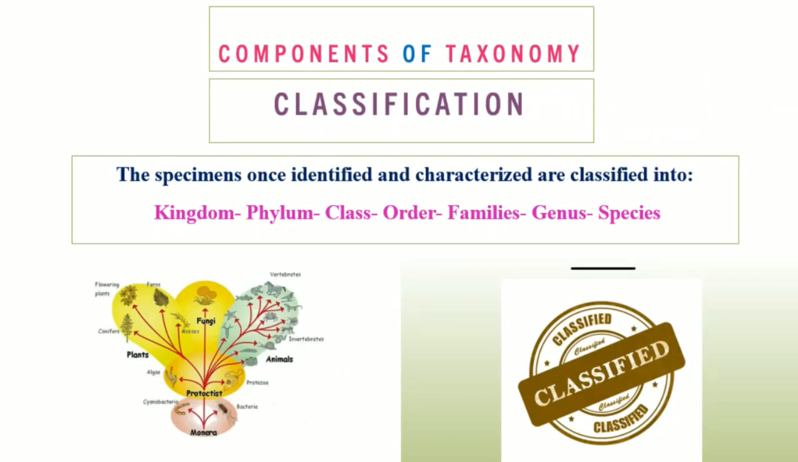Next is classification. After identification and the identification of taxonomic characteristics, the specimens are classified into different taxa according to these taxonomic characteristics. So first of all, that is kingdom, and then next phylum, class, order, family, genus, and species. These taxa are allotted to the specimens that you have collected.